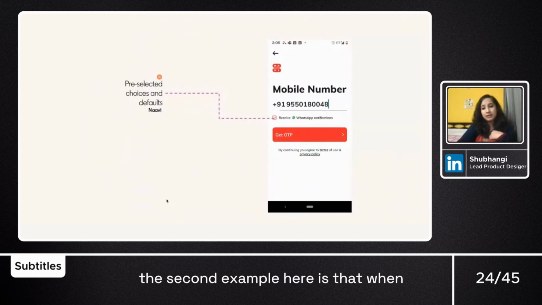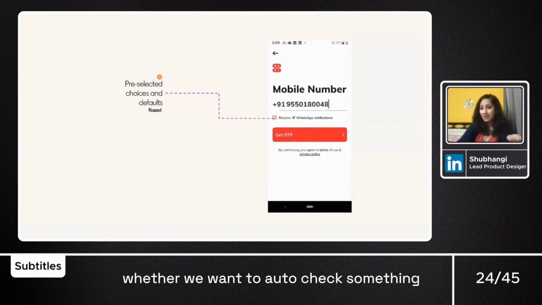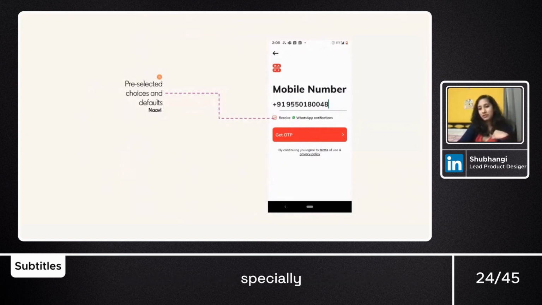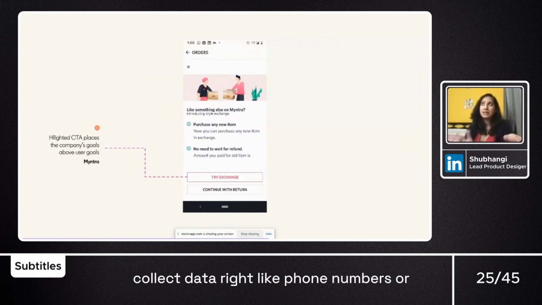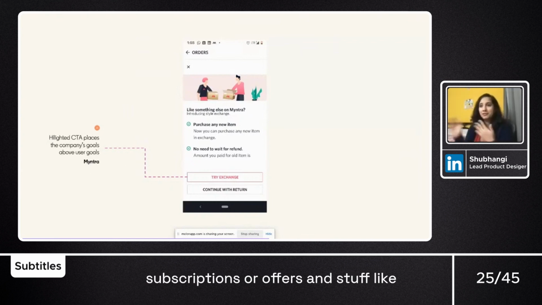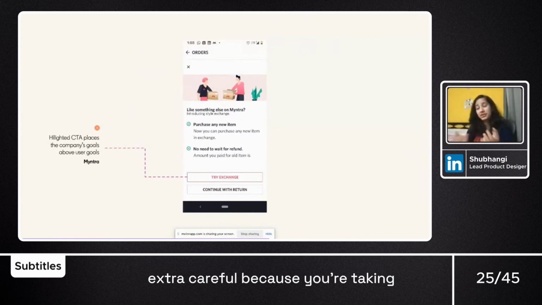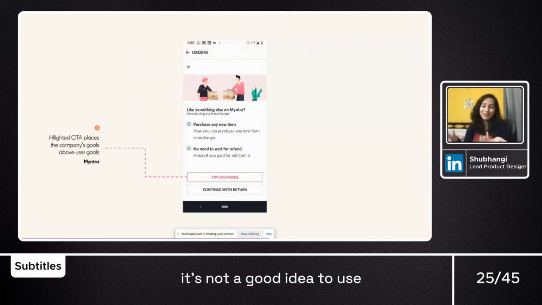The second example here is that when you're adding a phone number, and this again, many apps do this, right? There's a checkbox for receiving notifications, which is automatically checked. So that could be a point of consideration whether we want to auto check something or whether we want to leave it to the user's discretion. And especially around places where we collect data, right, like phone numbers or emails, and then do allied things around it, like auto opting you into email subscriptions or offers and stuff like that. I think that's the point to be extra careful, because you're taking something from the user and it's not a good idea to use it for unintended things that the user didn't really sign up for.